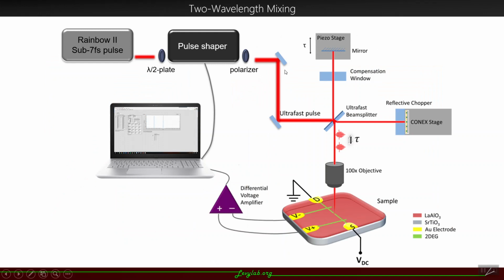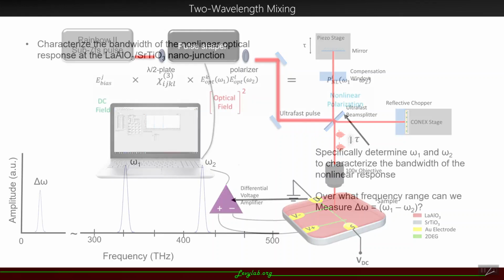Here's a schematic of our experimental setup. Ultrafast pulses leave our Ti:sapphire oscillator and enter our pulse shaper. Then the pulses enter our compact Michelson interferometer. We have an ultrafast 50-50 beam splitter in this interferometer, and the reflected beam goes through an optical delay line that's composed of a mirror attached to a piezo stage. The 2 beams are recombined at the same beam splitter and focused with a 100x objective onto the nanojunction. We then measure the photovoltage as a function of time delay between these 2 pulses.